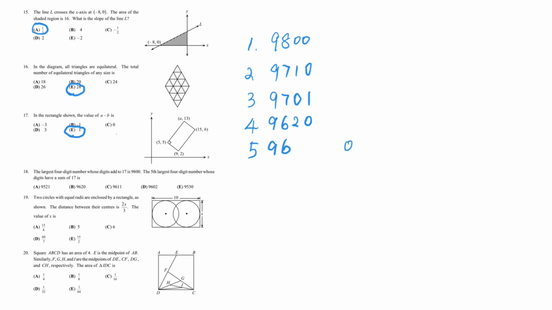The fifth largest number, 96. So please pay attention. It's not 9602 because 2 can split to 1 1. So 9611 is greater than 9602. So the fifth largest four-digit number is 9611. So the answer is C.